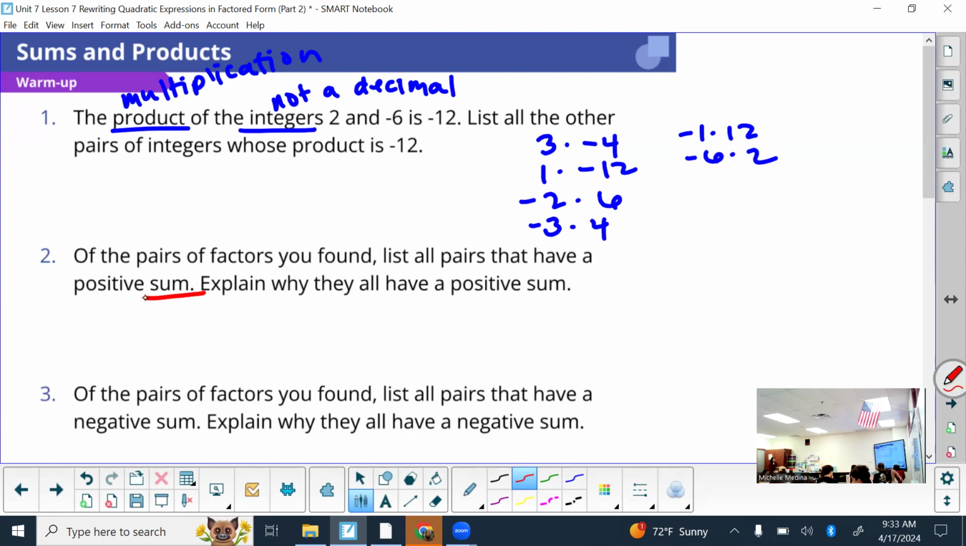So what does sum deal with? Okay, so either in your head or with the calculator, I don't care which one you do. Tell me a pair that when you add them, you have a positive sum. So table 9, can you tell me which of these would give me a positive sum? So like, would 3 plus a -4 be a positive number?